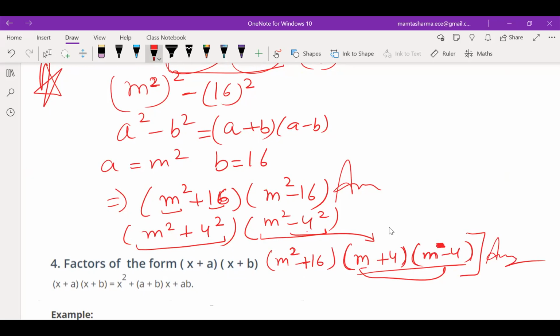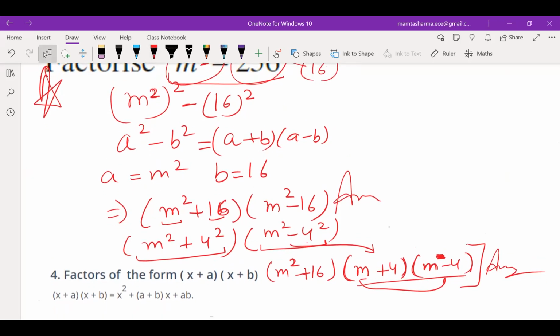So here in this question, you have to apply the same identity 2 times. First in the beginning, and after applying the first, in the middle, m square minus 16 also has perfect squares. So you can apply the same identity for m square minus 4 square, a plus b, a minus b, where a is m and b is 4. So this would be the final answer.